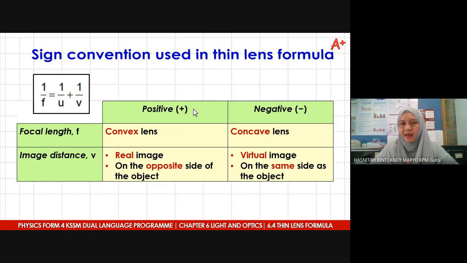Okay, and then when you calculate V, if you find the value is negative, it shows that the image produced is a virtual image which is on the same side as the object.